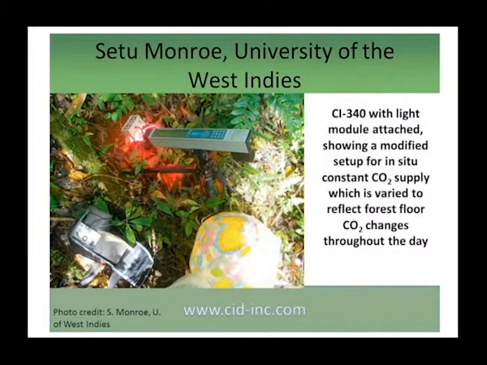So here again is a zoomed out picture of the handheld photosynthesis system with the light module attached, in which he is manipulating the light intensity to reflect forest floor changes throughout the day without having to wait for the day to pass. He can come to the site and manipulate the PAR, the incident light, to mimic morning, evening, or peak afternoon.